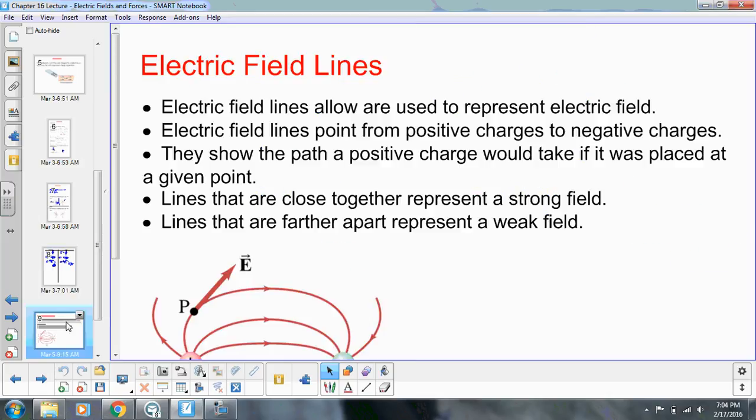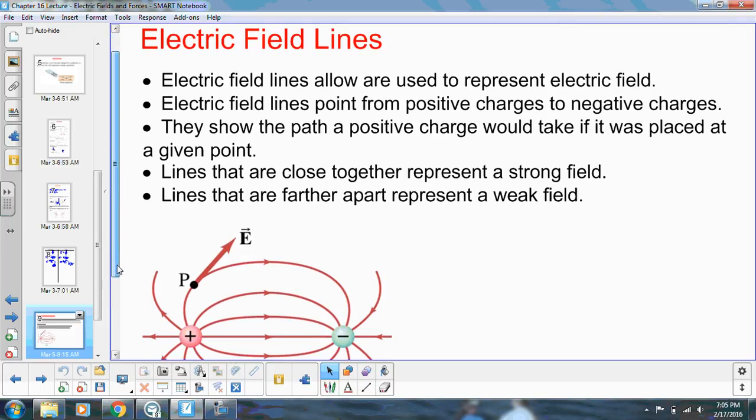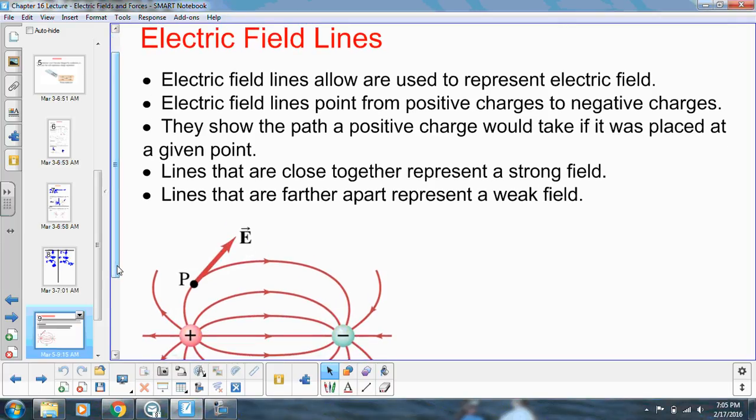Let's talk a little bit about electric field lines. Electric field lines allow us to represent an electric field. They're not actually there. They're something that we use to help us understand the electric field. Electric field lines will point away from positive and into negative. They show the path a positive charge would take if it were placed at any given point. So if I put a positive charge right here, it would go zoom to that negative charge.